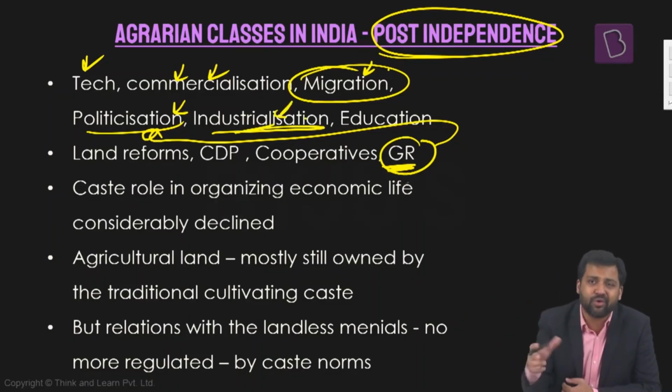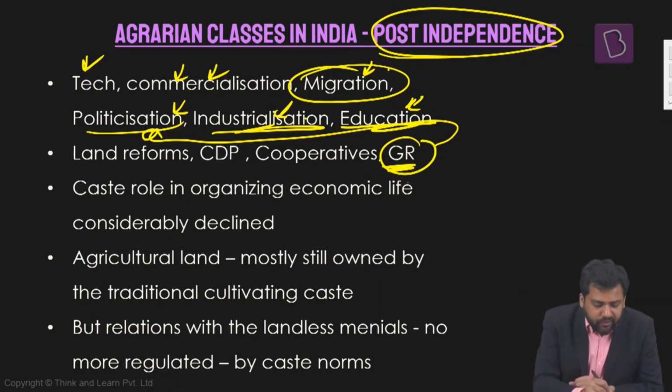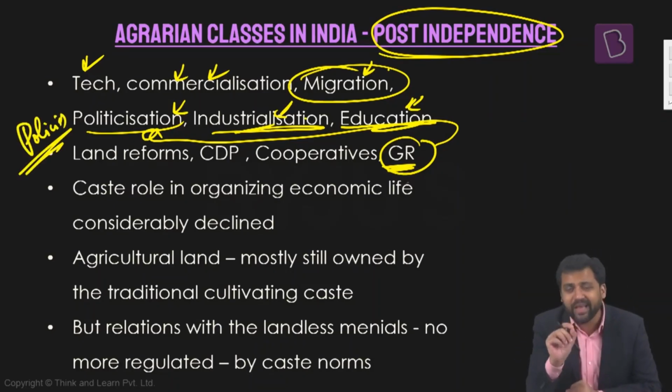People are moving to urban areas and working in industries now, so the existing caste relations that were there are becoming weaker. Education is also bringing about change. So all these things are happening. On top of that, different kinds of policies and programs initiated by the state also impact the agrarian economy.